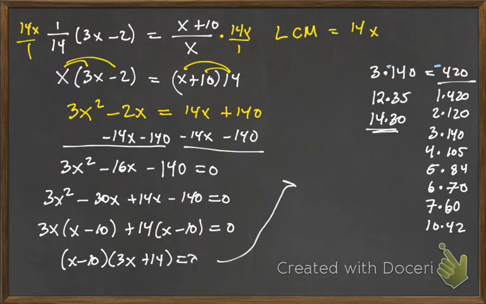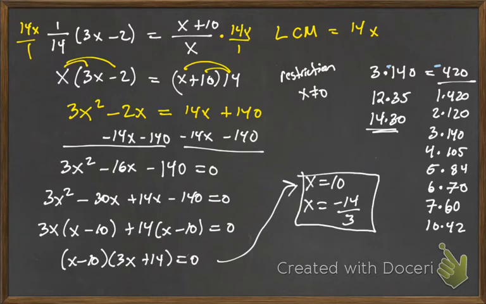And then we'll set each factor equal to 0, and we'll solve that, and we'll get x is equal to 10, or x is equal to negative 14 over 3. And then we did have a variable in the denominator. It was only x, so x cannot be 0. Okay, so x cannot be 0, but our answers are 10 and negative 14 over 3, so we're good to go.